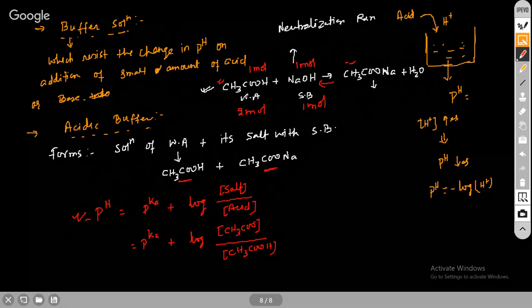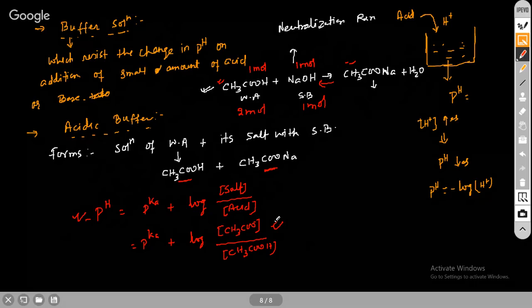But whenever you have a combination of CH3COOH and CH3COONa, you have to keep in mind that the solution may form a buffer solution, and the type of buffer solution is acidic buffer. Then you have to use the formula of buffer solution, which is nothing but this: CH3COO minus and CH3COOH, right? This is the concept you have to keep in mind, because there are many formulas of pH.